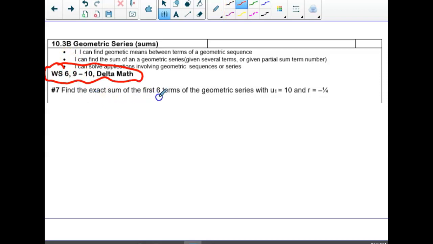It says find the exact sum of the first 6 terms of the geometric sequence with a sub 1 equal to 10 and r equal to negative 1/4. This is not complicated. It is just using a formula, but I can guarantee a whole bunch of people are going to get it wrong because what? Does anybody remember what's weird about this formula?